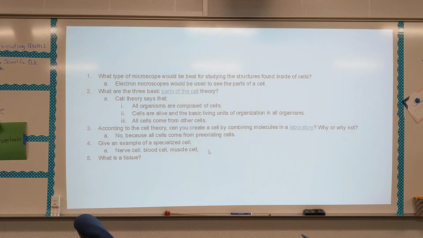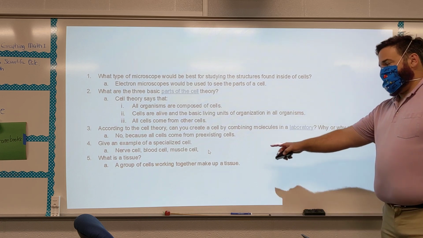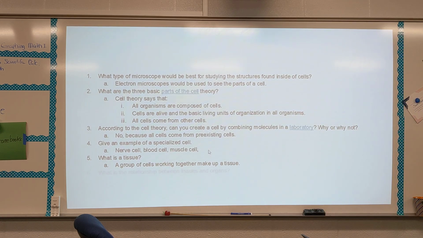What is a tissue? Anybody in the studio audience? A group of cells put together. Okay. A group of cells working together make up a tissue. And if we have different tissues working together to perform the same job, they make an organ. And then organs make organ systems, and then organ systems make organisms. That's right. Let's see, does all that show up on the screen? Yep.